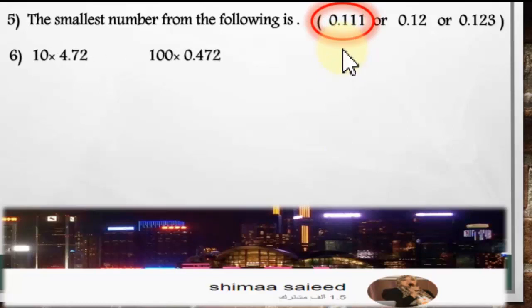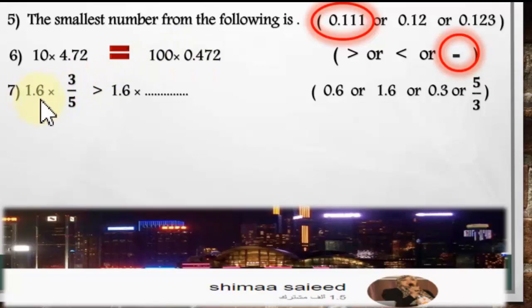10 times 4.72, 100 times 0.472. When we multiply this decimal number by 10, we move the decimal point one place to the right of the number. So the result here is 47.2. And when we multiply the decimal number by 100, we move the decimal point 2 places to the right of the number. So that number will become 47.2. It's the same, so put equal sign.